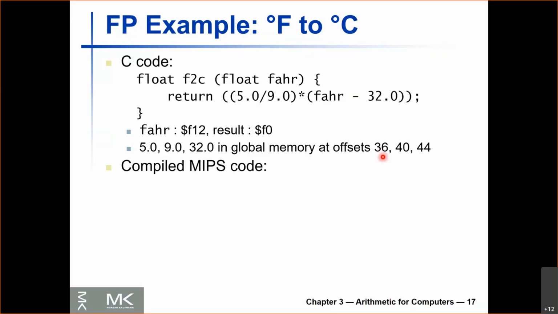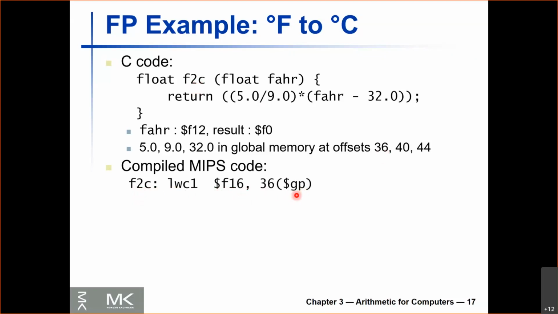Okay, so I'm going to use LWC1 and then I'm going to load that word at an offset of 36 from the global pointer, and I'm going to put that in a temporary register. It's going to look like this. I'm going to do LWC1. Of course, I have a label for F2C because it's a function, and whoever calls it needs a label to jump to. And then I'm going to have LWC1 F16, which is going to be a temporary register where I'm going to put the value that I loaded. And then 36 GP means that I'm going to load at an offset of 36 from the global pointer. Okay?